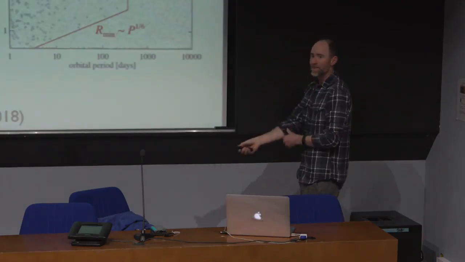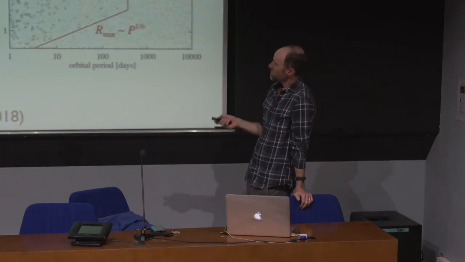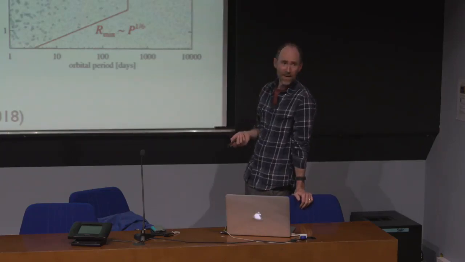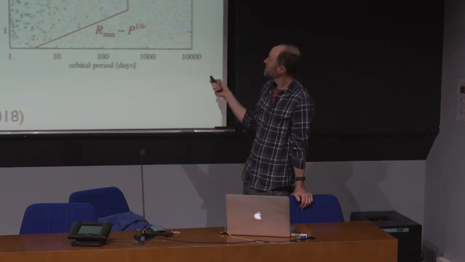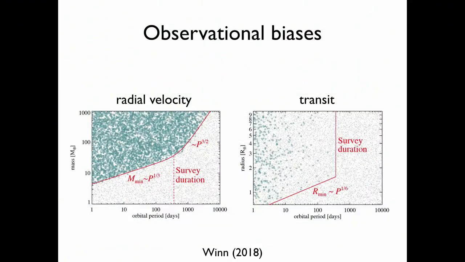So now just a couple words about observational biases. These plots are showing the biases inherent in the two key techniques, the radial velocity and transit techniques. For radial velocity, the relevant x and y axes that are typically shown here are mass versus orbital separation, sometimes semi-major axis, sometimes orbital period.